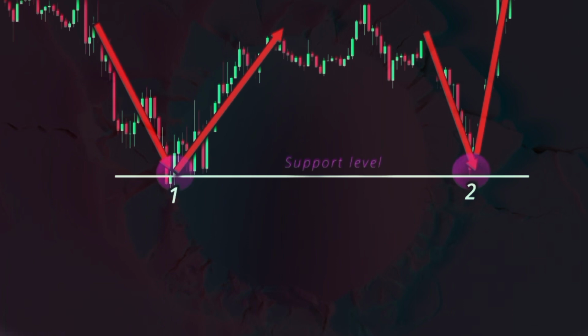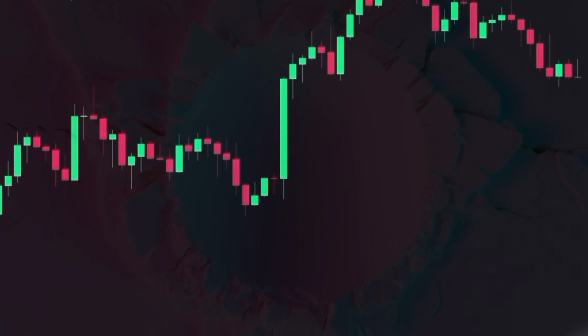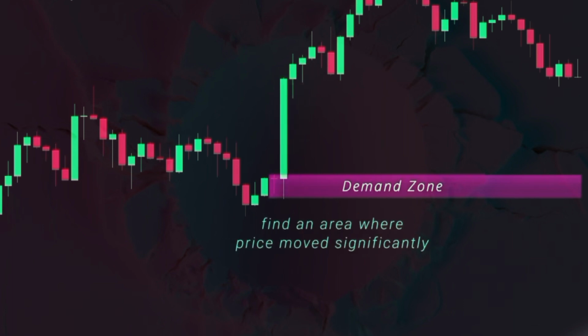Now, let's compare that to how supply and demand levels form. In this chart, we can see that price went up, as shown by this big green candle, indicating that there's liquidity coming in at this level, and that demand exceeds supply. Because of this alone, we can draw a demand zone at this level. And that's it. It's that simple. We just have to find an area where price moved significantly.